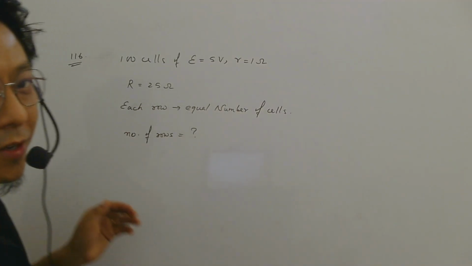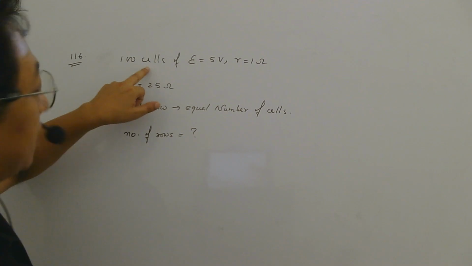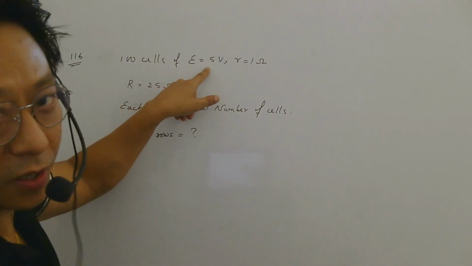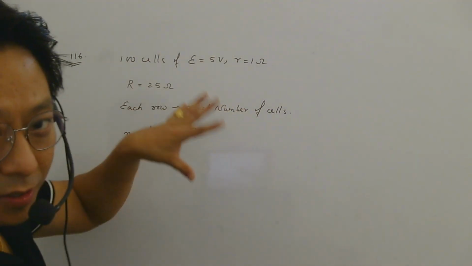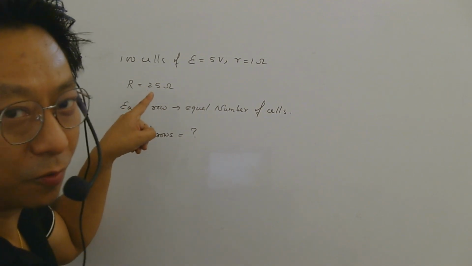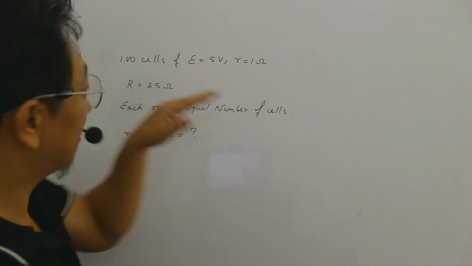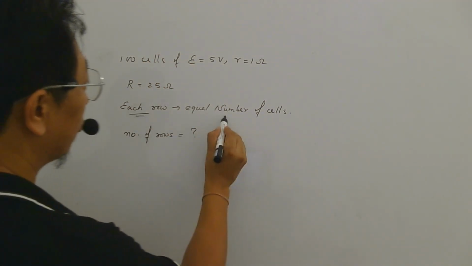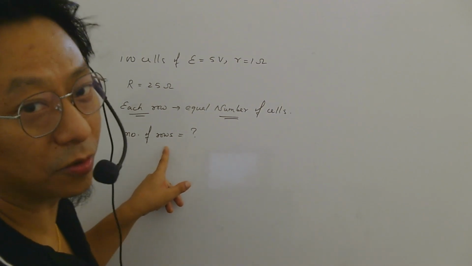So now let us see the next question, 116. They told there are 100 cells, so this is the total number of cells, each of EMF 5 volt and internal resistance 1 ohm. These 100 cells are connected to an external resistance which is 25 ohm. Now these cells are arranged in rows and each row has equal number of cells. We have to find the number of rows.